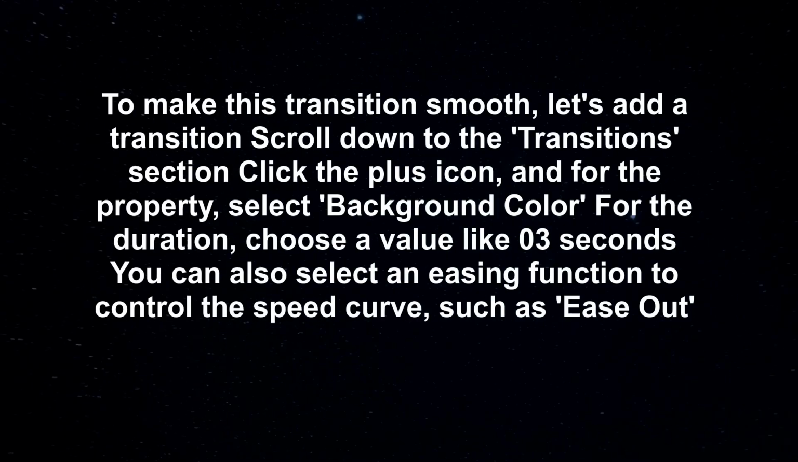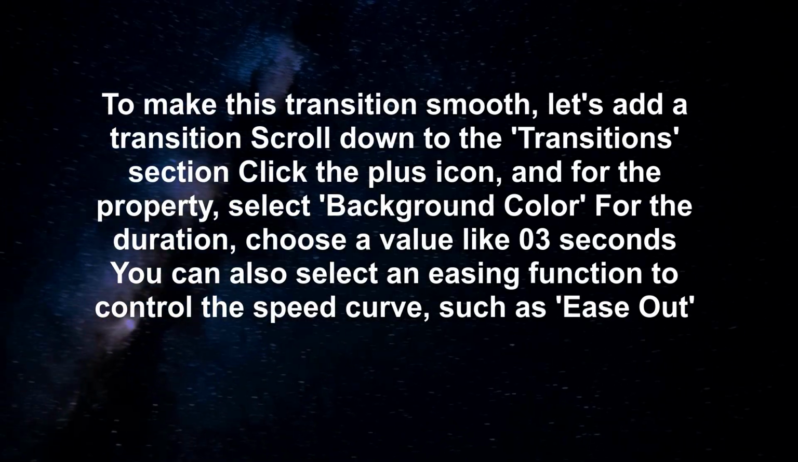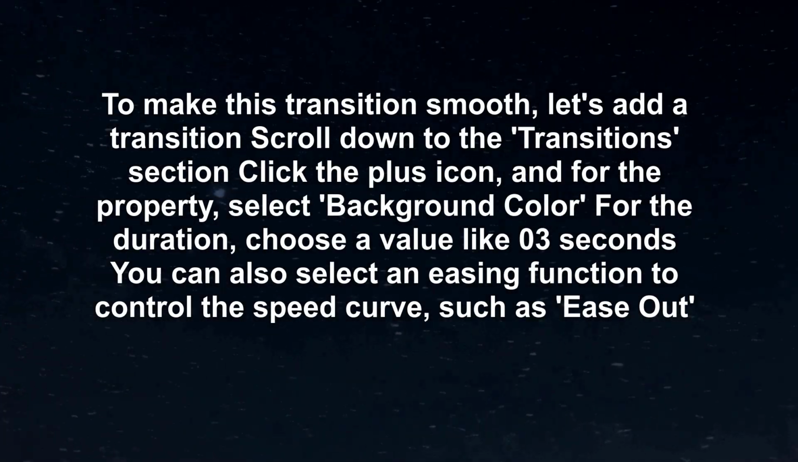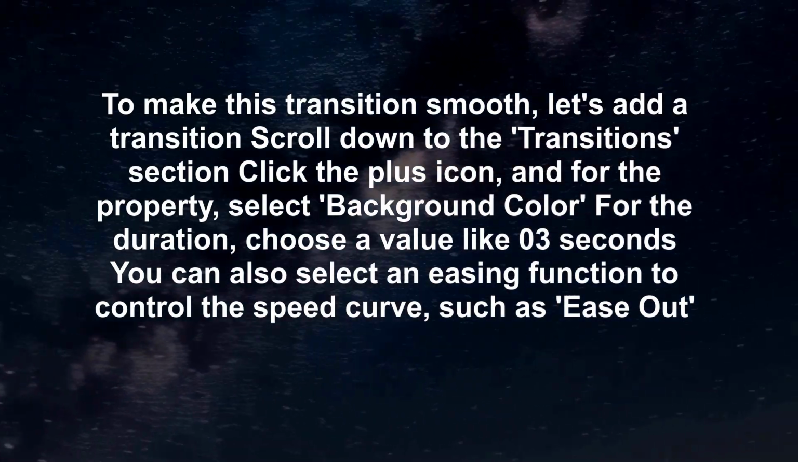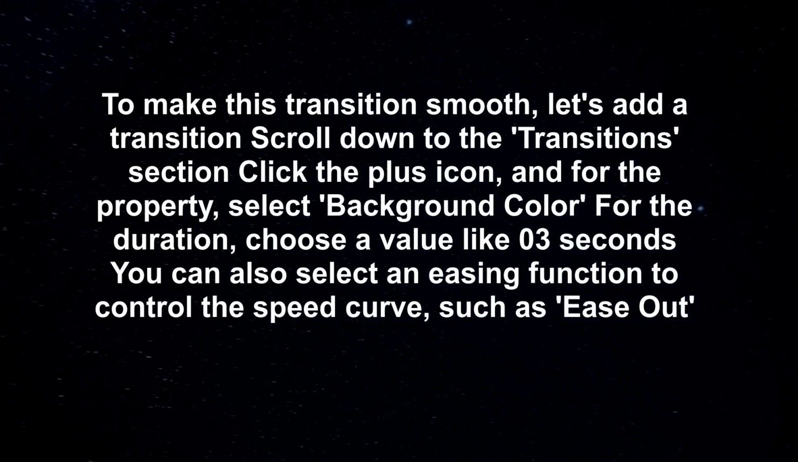To make this transition smooth, let's add a transition. Scroll down to the Transitions section, click the plus icon, and for the property, select Background Color. For the duration, choose a value like 3 seconds. You can also select an easing function to control the speed curve, such as ease out.